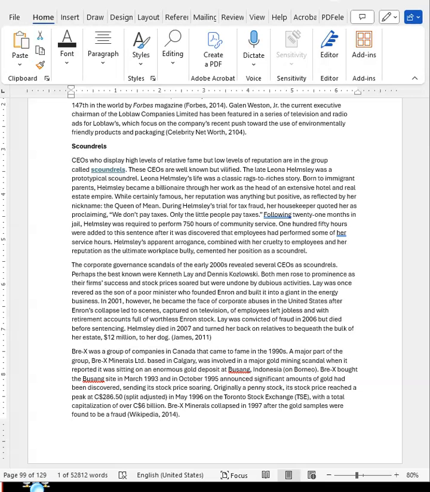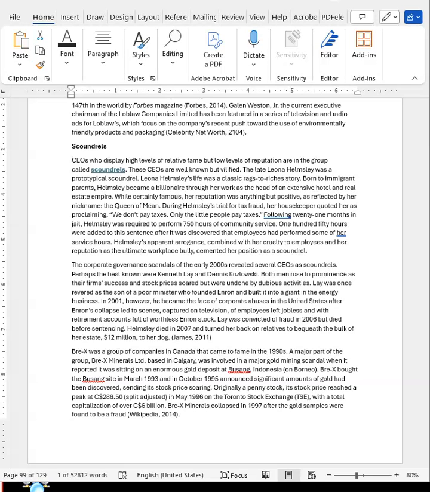During Helmsley's trial for tax fraud, her housekeeper quoted her as proclaiming, "We don't pay taxes. Only the little people pay taxes." Following 21 months in jail, Helmsley was required to perform 750 hours of community service. 150 hours were added to this sentence after it was discovered that employees had performed some of her service hours.